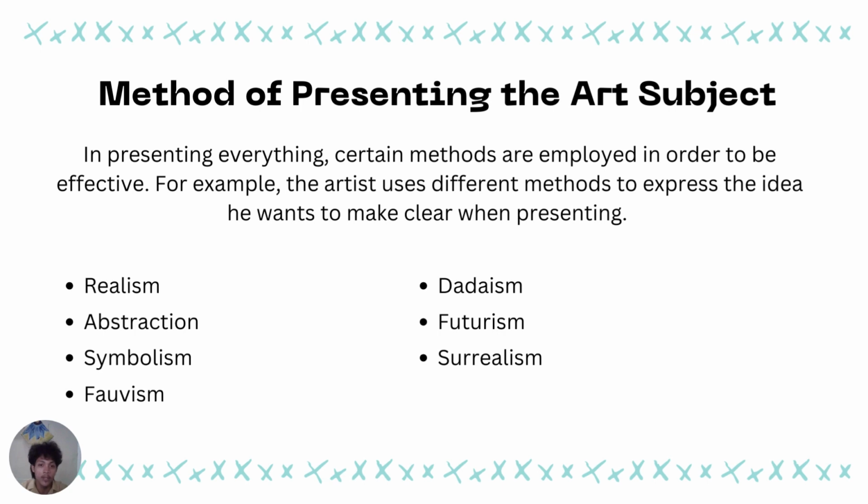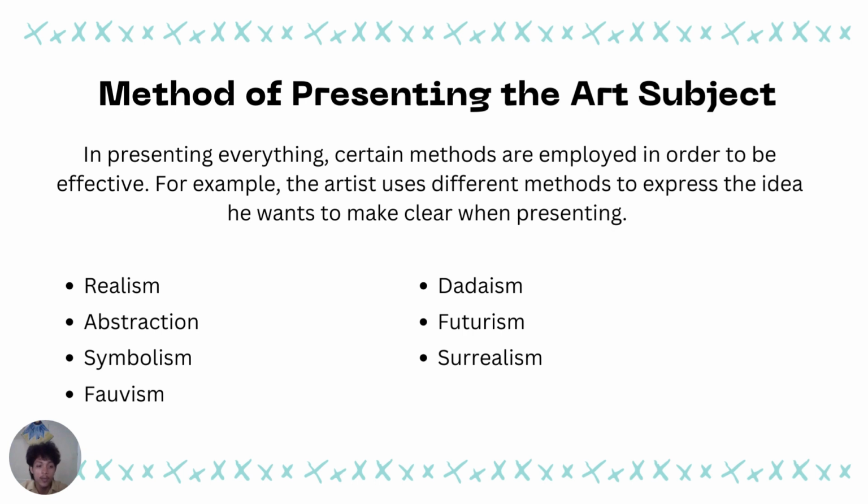Next is method of presenting the art subject. In presenting everything, certain methods are employed in order to be effective. For example, the artist uses different methods to express the idea he wants to make clear when presenting. Under that is the following. Realism. Realism is a common way of presenting the art subject. Abstraction. This is used when the artist becomes too interested in one phase of a scene or a situation.